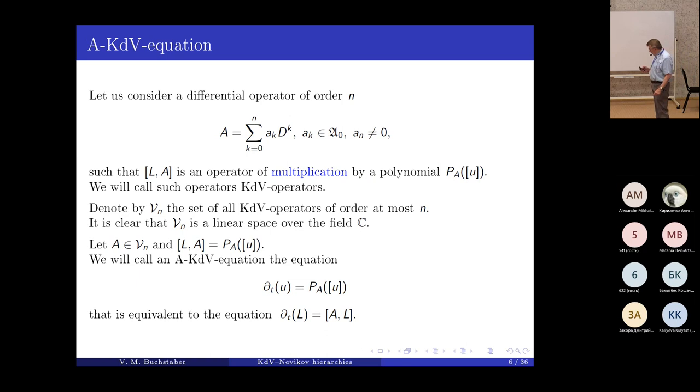Okay, but consider a differential operator of order n. Let me repeat, the coefficients are homogeneous polynomials, but with the condition that the commutator of L and A is an operator of multiplication by the polynomial P_A. We will call such operators KdV operators, and denote by V_n the set of all KdV operators of order at most n. Of course, it is a linear space. And if we choose such an operator A and obtain the polynomial, we obtain a KdV equation. In the special case A3, of course, we obtain the classical KdV, but here we have a lot of such differential equations, equivalent to the equation in the operator form.